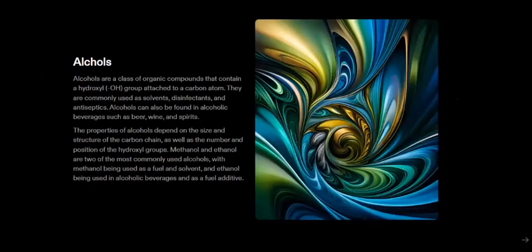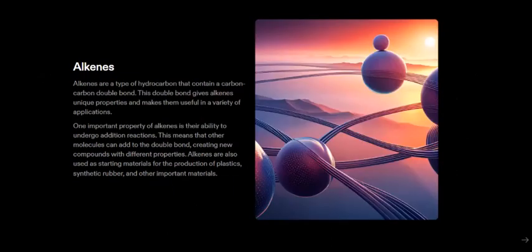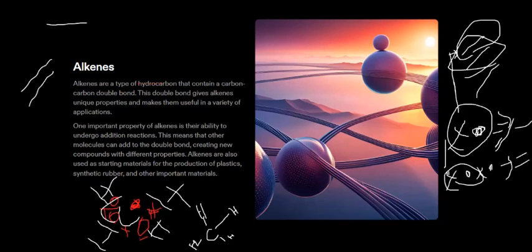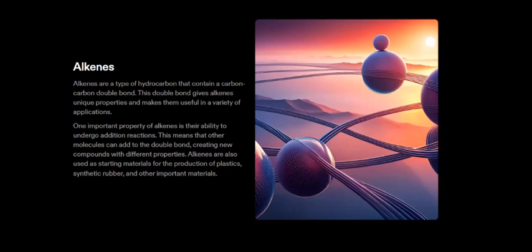So now we talked about alkenes. Alkenes have a specific one. You can highlight these if you want, take the notes. Alkenes are a type of hydrocarbon that contain a carbon double bond. You can take them as short notes.